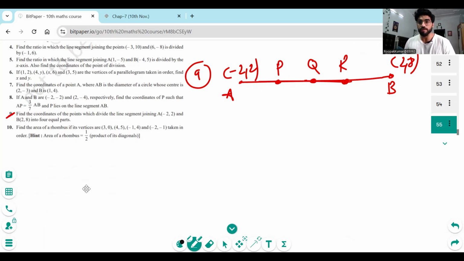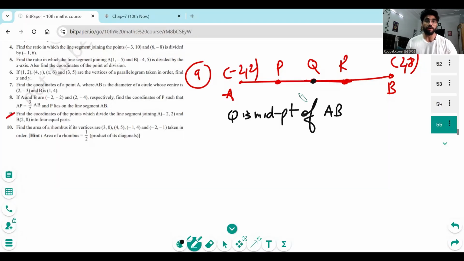So what is going to happen? First of all, I'm going to find Q. Now Q is the midpoint of AB. Two parts and two parts, right? So 2:2. That means they are equal parts. So Q is the midpoint of AB.